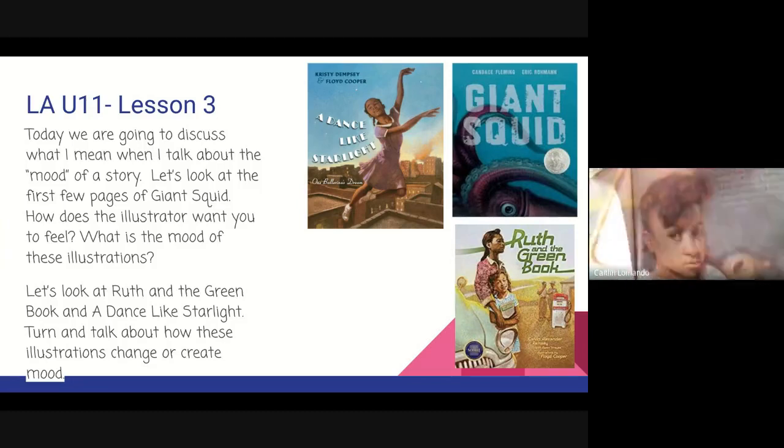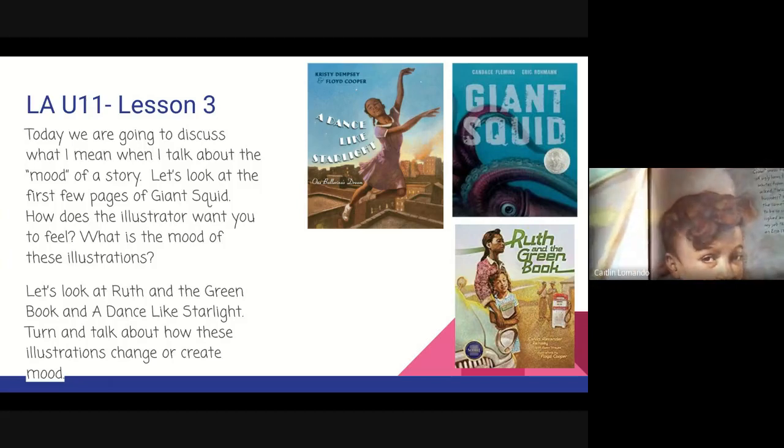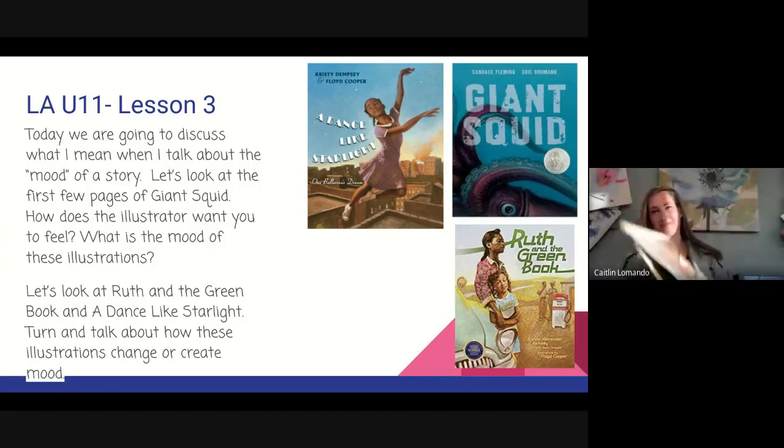Here we have one of our main characters sitting in the car, glancing out the window. What kind of emotion do you think that she's feeling? What mood is the author trying to create? Let's take a look at one more before moving into Dance Like Starlight.